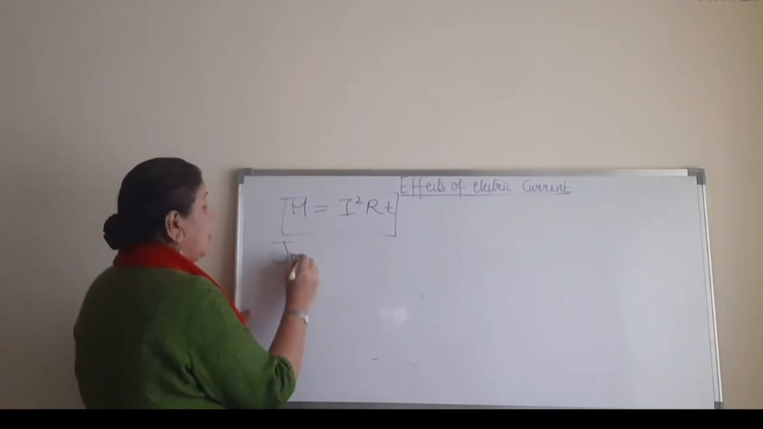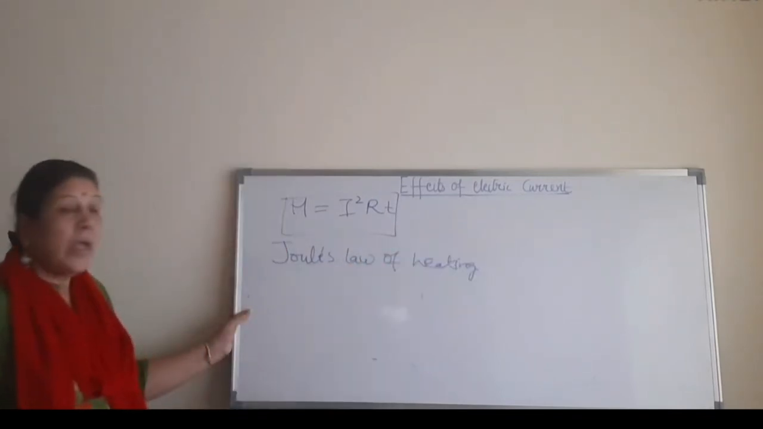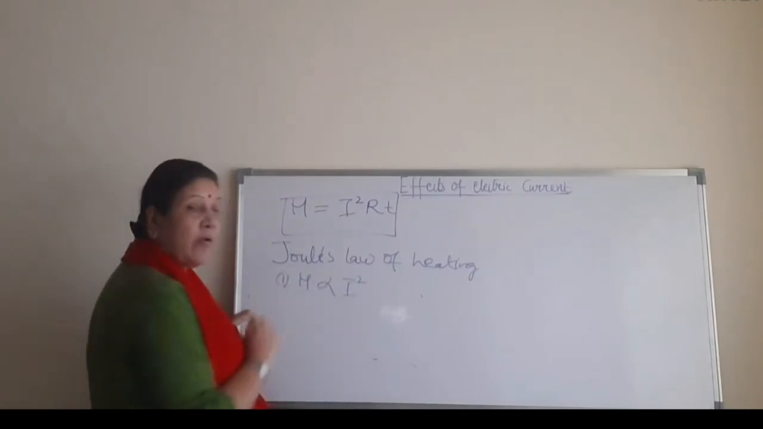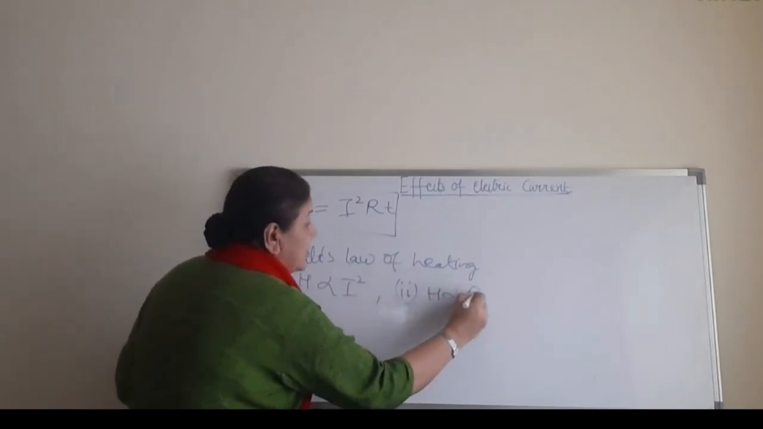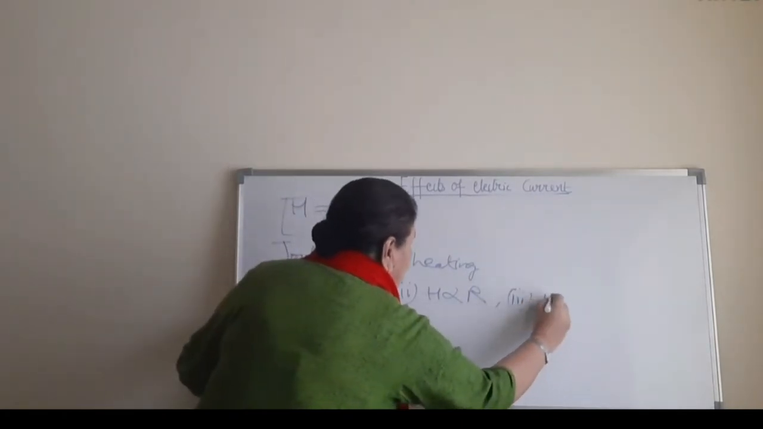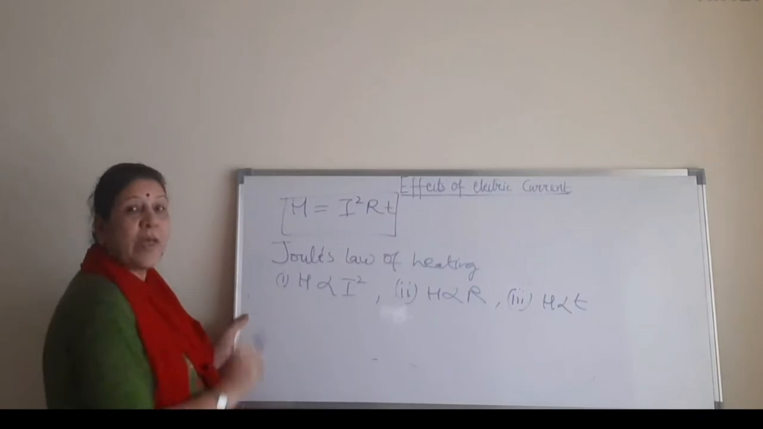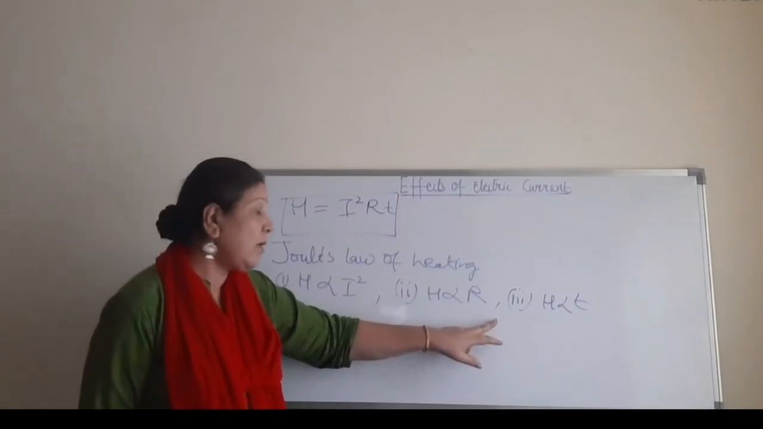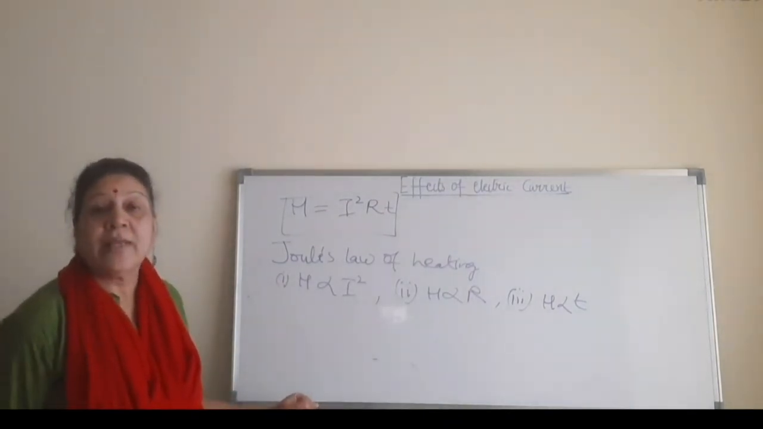So according to Joule's law, H is directly proportional to the square of I, directly proportional to the resistance R, and directly proportional to t. So the heat energy H is directly proportional to the square of the electric current flowing through the circuit, directly proportional to the resistance offered by the conductor or the wire, and H is also directly proportional to the time or duration for which the electric current is flowing in the circuit.